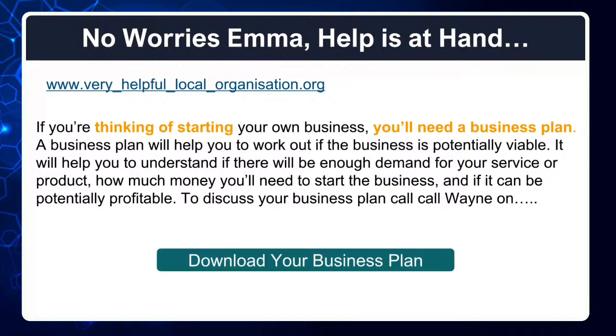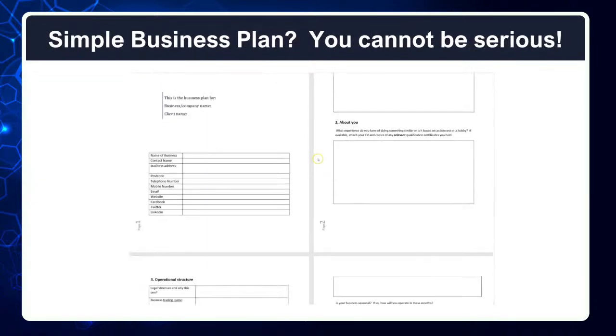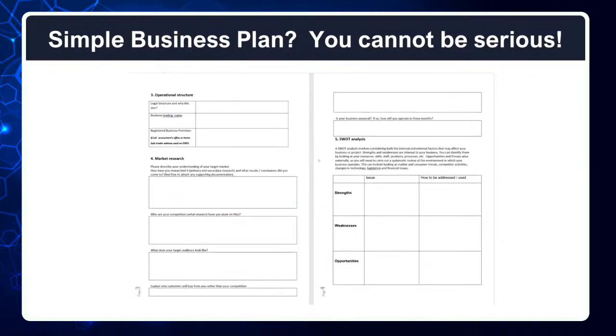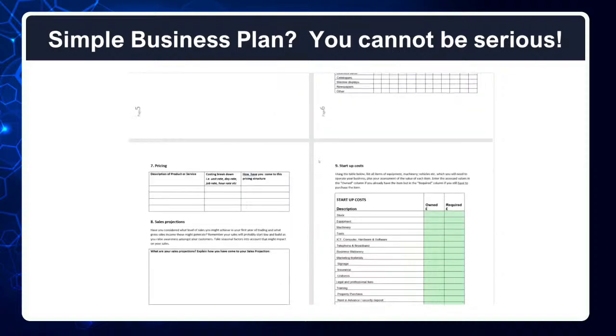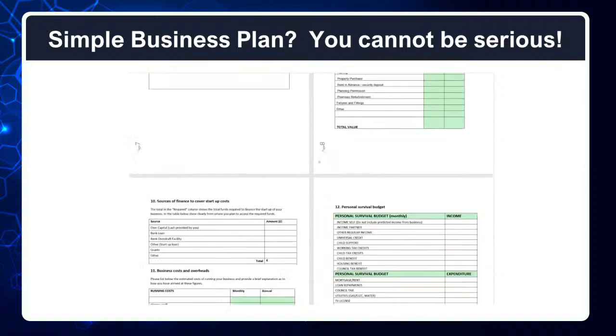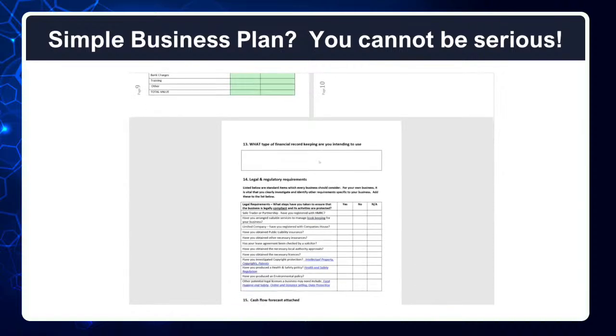And tell you what, all you've got to do is download your business plan here, and then you can call Wayne to discuss it. So she did, and this is what she found, and her heart sank. As she read through operational structures, SWOT analysis, what kind of financial record keeping are you intending to use, what about legal and regulatory requirements, he even asked her for an accountant's address.